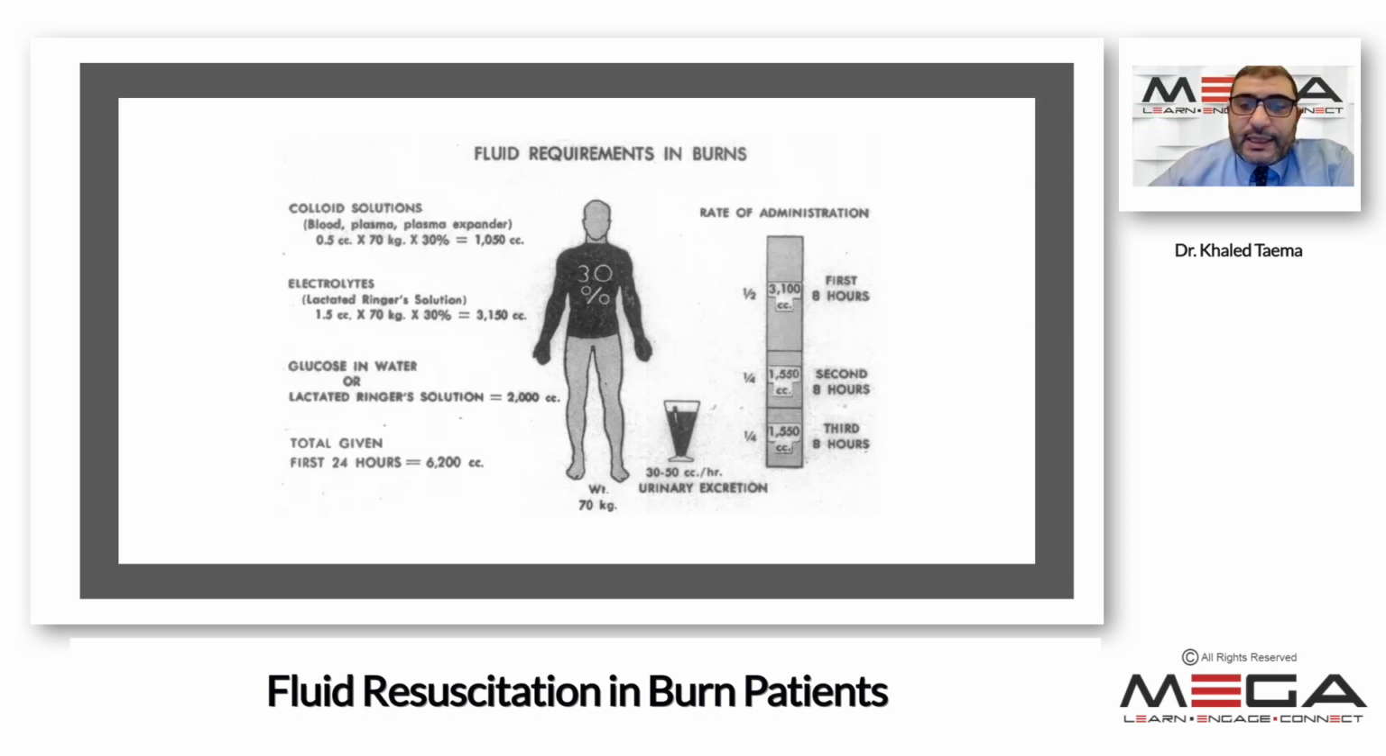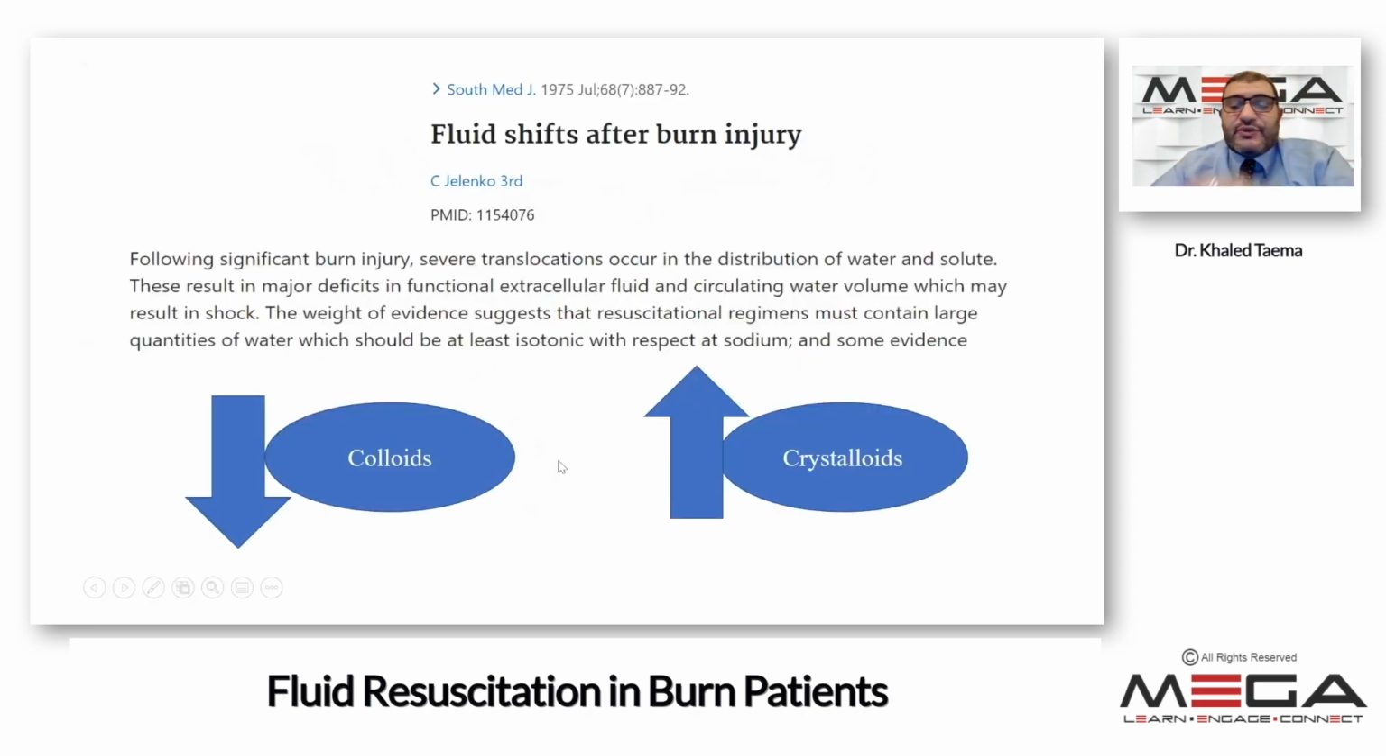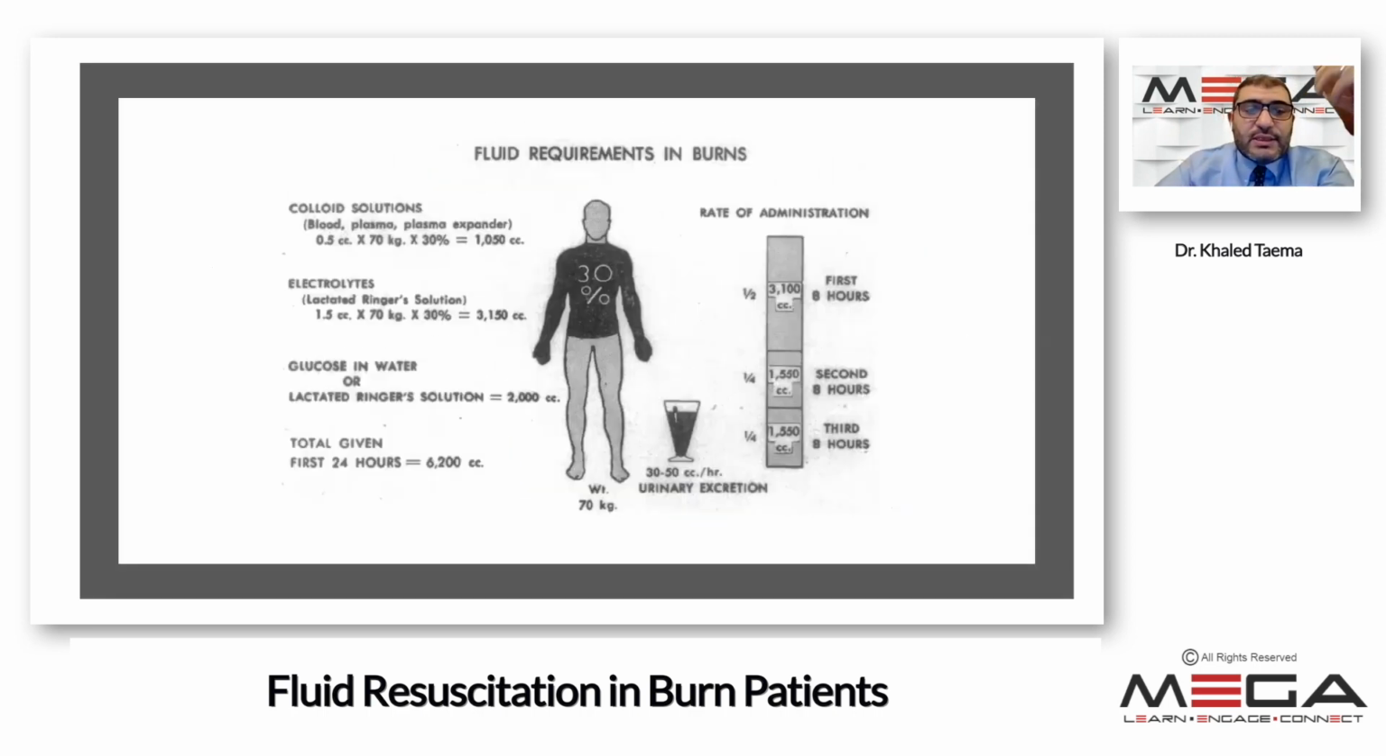Following the realization of the importance of crystalloids in the resuscitation rather than colloids, the Brooke formula used 2 milliliters per kg per percent of surface area. Of this, 1.5 cc were crystalloids, in addition to only 0.5 of colloid solutions.